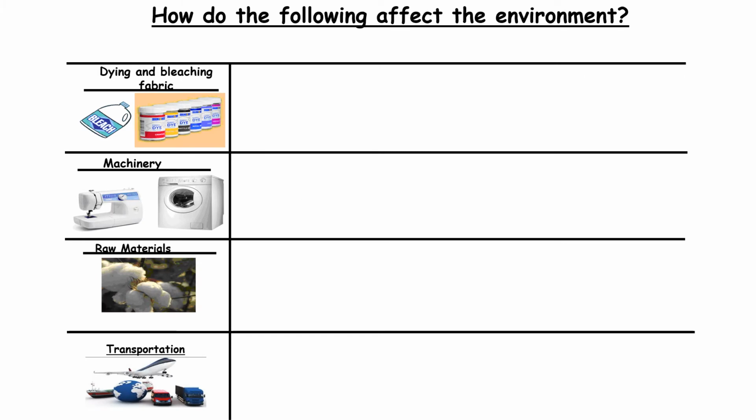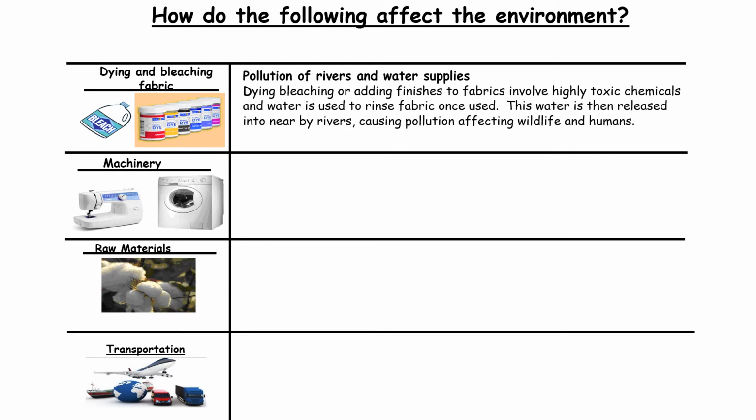How do the following affect the environment? Looking at dyeing and bleaching, machinery, raw materials and transportation, write down how each one affects the environment. Pause the video now. Dyeing and bleaching: pollution of rivers and water supplies. Dyeing, bleaching or adding finishes to fabrics involves highly toxic chemicals and a lot of water. The water is used to rinse the fabric. This water is then released into nearby rivers, causing pollution, affecting wildlife and humans.